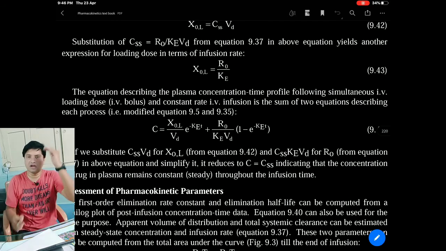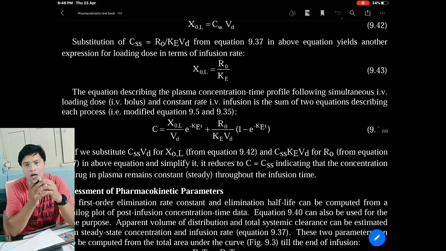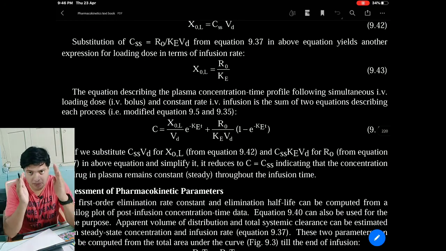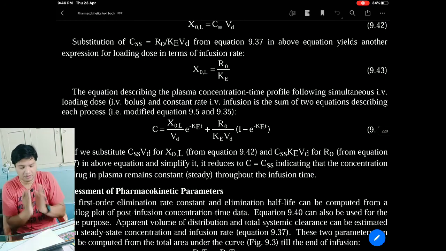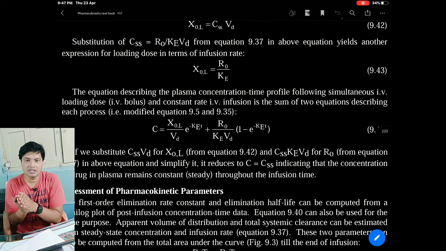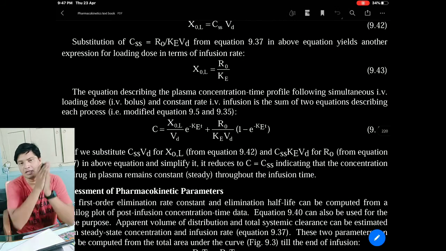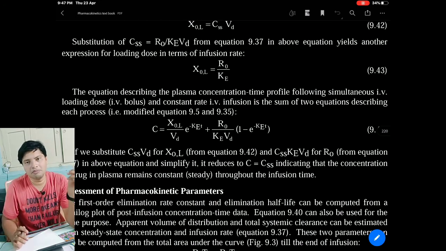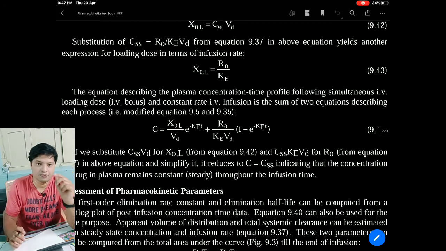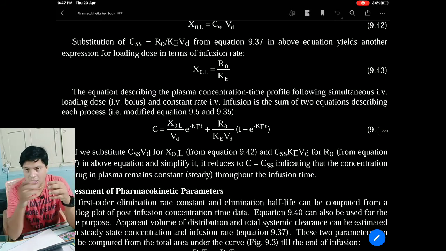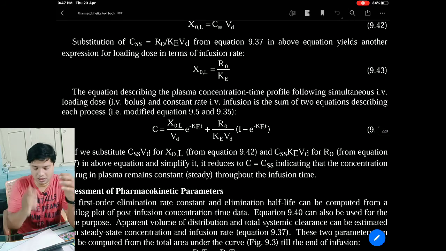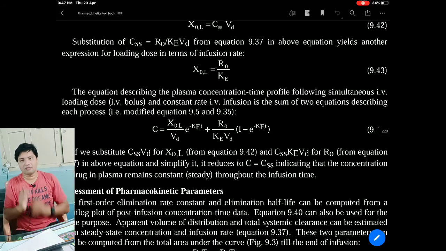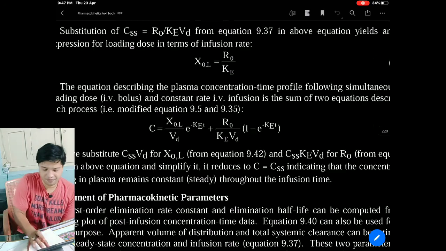So the first phase we already saw in the previous video, that is one compartment IV bolus. Whatever mathematical treatment we have given, I will take that equation here. And the second equation is what we just derived before this, deriving the maintenance dose. We tried to derive an equation for IV infusion. So if we combine both the equations, you will get this equation. This is the particular equation.